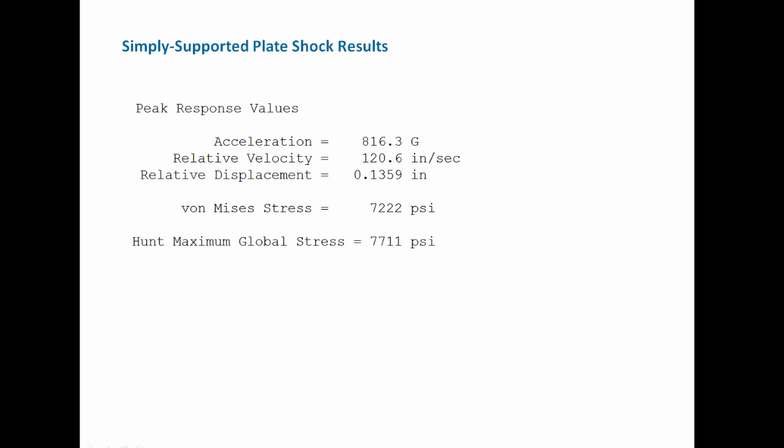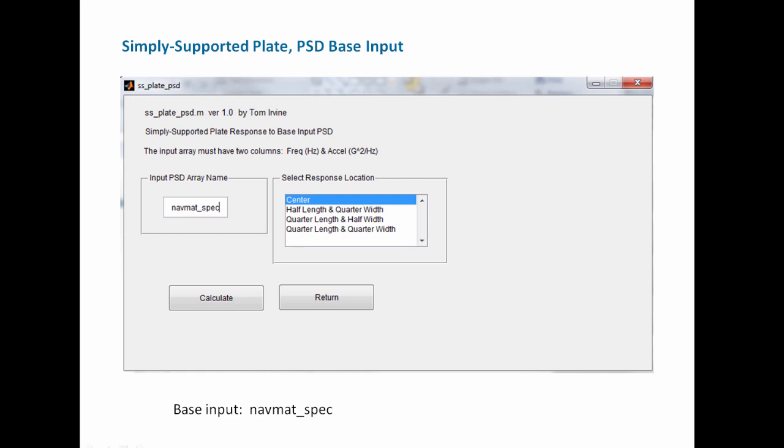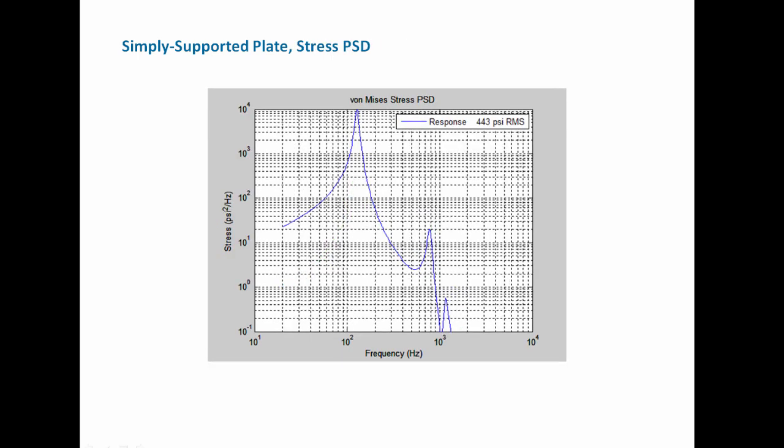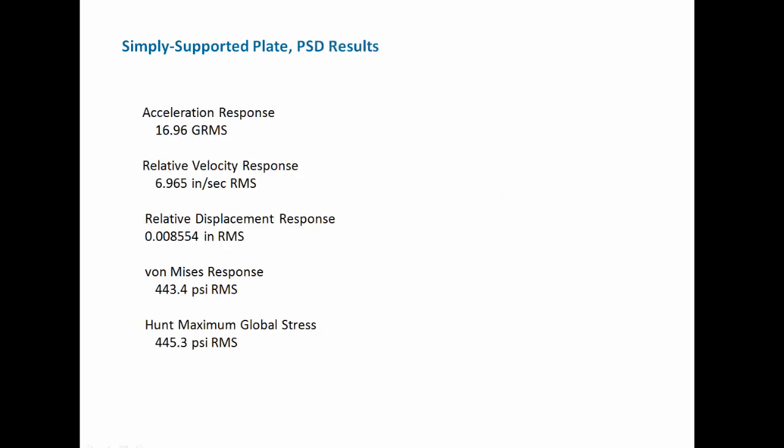And here are the peak response values summarized. We've seen these values before. Okay, this was actually the PSD base input for the same plate. It looks like in the slides I did a switch relative to what I demonstrated in class in terms of order. So we've seen these plots before. These are the simply supported plate and its responses with respect to the NavMat spec PSD base input. Acceleration PSD, von Mises stress PSD, and then the simply supported plate PSD results.